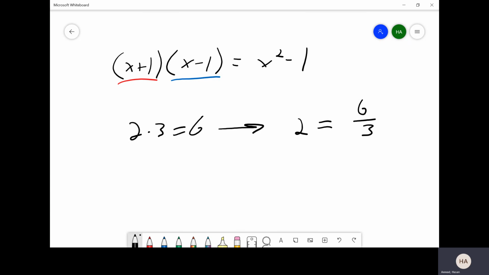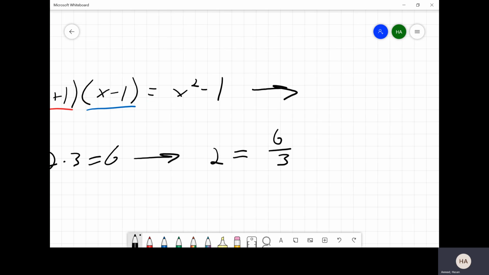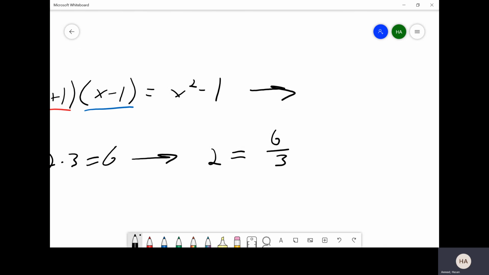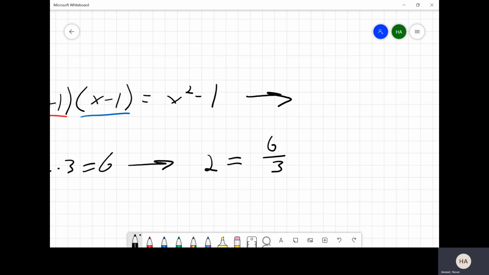Okay, so if we're looking at our polynomials, we can actually do the same exact thing. If we have x squared minus 1 divided by either one of our terms here, we'll just divide it by the x plus 1 instead.